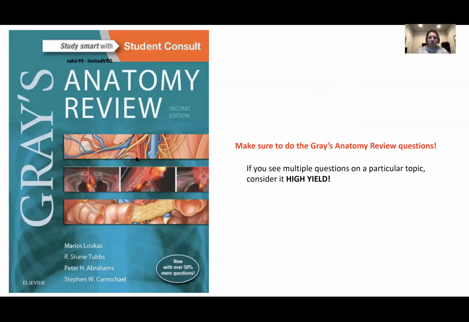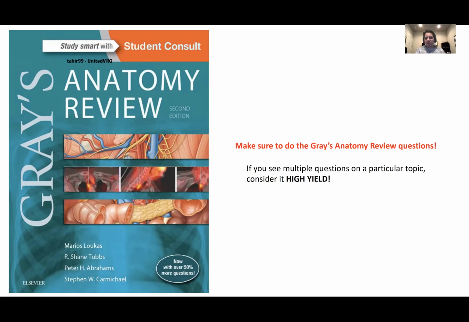As we keep saying, do the Grace questions, make sure you get through them. The test is going to be clinically relevant. So you need to understand not just the origin and insertion and the different muscle groupings and stuff, which are medium to low yield compared to the clinical applications. The type of questions the book is going to ask is the type of questions you'll see on the test.